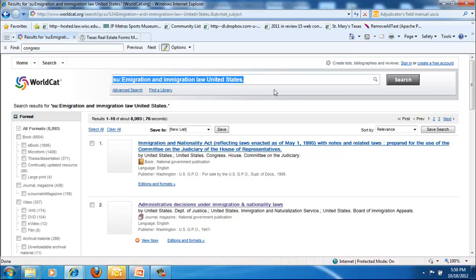Subject headings are decided by all the libraries together as a group, and they take it and look at that book, and even if it doesn't use any of those words, if it's about that topic, it'll get assigned to that. So I know all these are right on.